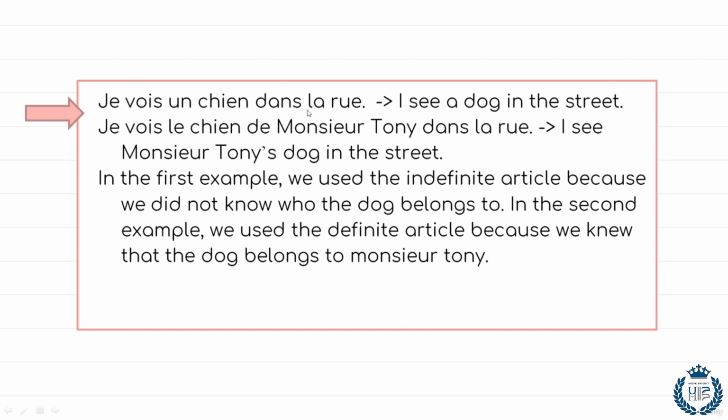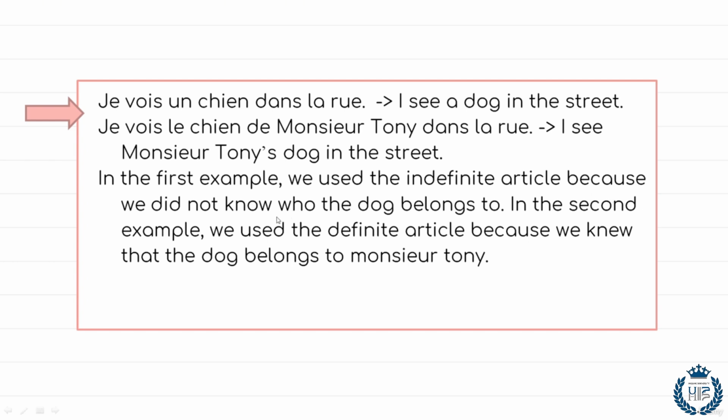So, je vois un chien dans les rues. I see a dog in the street. And then we have je vois le chien de Monsieur Tony dans les rues. I see Monsieur Tony's dog in the street. So in the first example, we use the indefinite article which is un. Chien is a masculine noun, so that's why we use un chien. We use the indefinite article because we don't know who the dog belongs to. We just say, oh, I see a dog in the street. It's just a dog that is not specified. We don't know who this dog is.